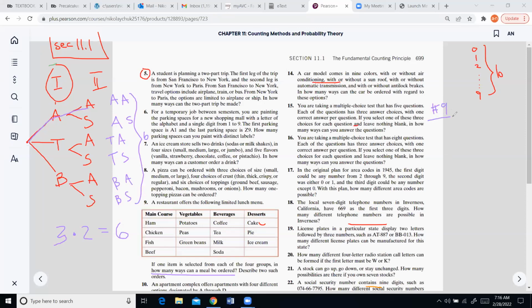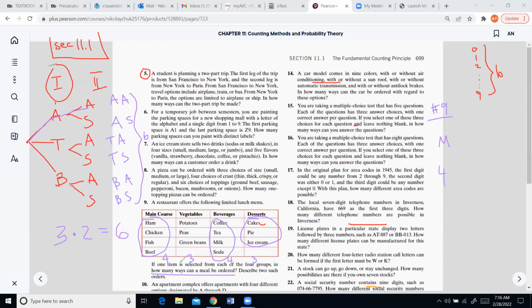So for exercise number 9, I have a main course with 4 choices. Do you see this? 4 choices, either ham or chicken or fish or beef. You also have 3 selections of vegetable, and you have 4 selections for the beverages. And you also have 3 choices for desserts.